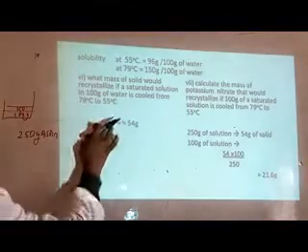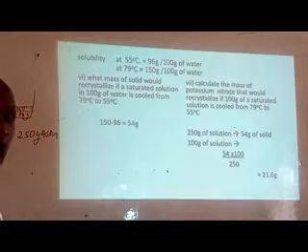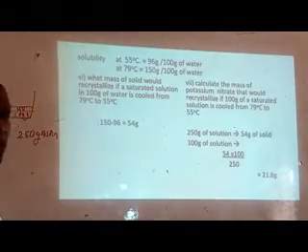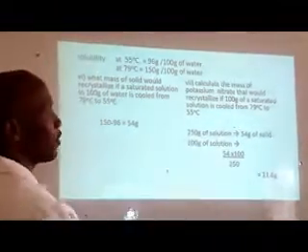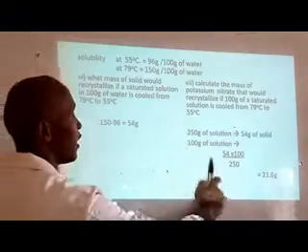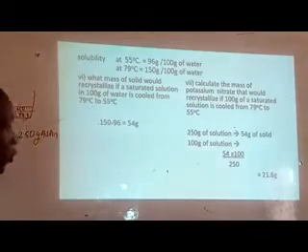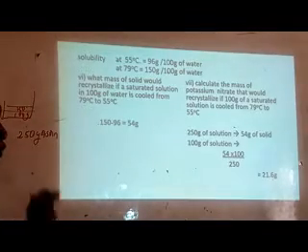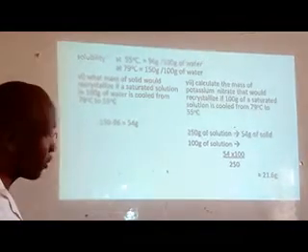250 grams of this solution would give me 54 grams of that, sorry. It would give me 54 grams of that. But what about 100 grams? I think I get that to 21.5 grams of the solid would recrystallize.